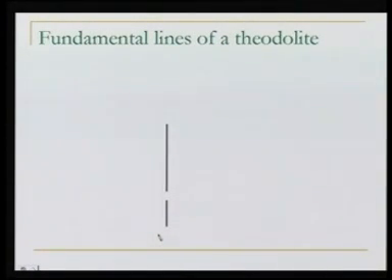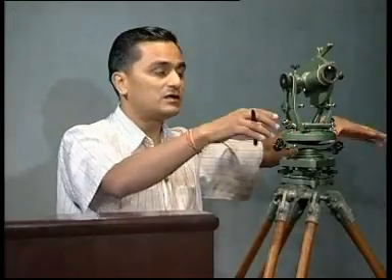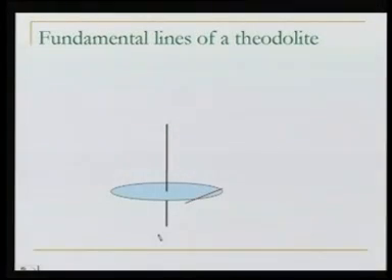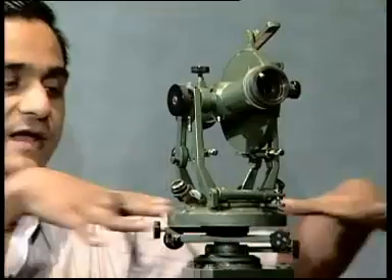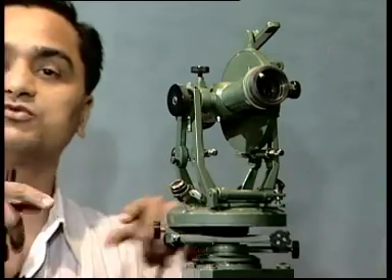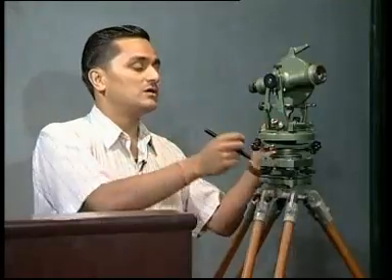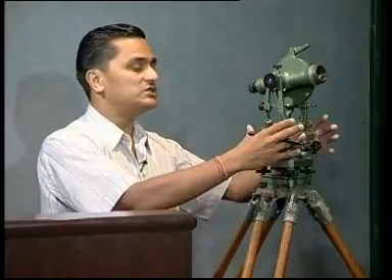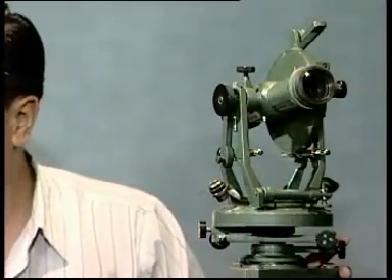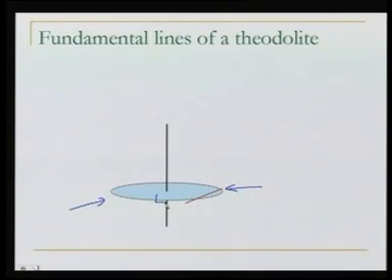Then this is the horizontal plate and the axis of the bubble tube. If I show this in the diagram, this is the horizontal plate and that red line is the axis of the bubble tube. There is some relationship. The horizontal plate should be parallel to the axis of the bubble tube. They should be parallel to each other. Then as well as these two should be perpendicular to the vertical axis. As you can see here, these are perpendicular to the vertical axis.